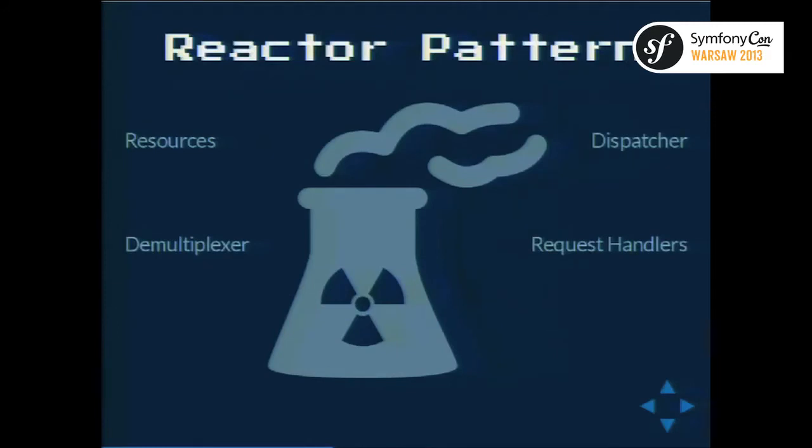So this is what monitors our resources. And then when we see that there's I/O, that we can read something, we would use the dispatcher to notify our handlers. And the request handlers, in our case, are going to be probably our callback functions, which, thanks to PHP, we could use anonymous functions here instead of creating a bunch of global functions.